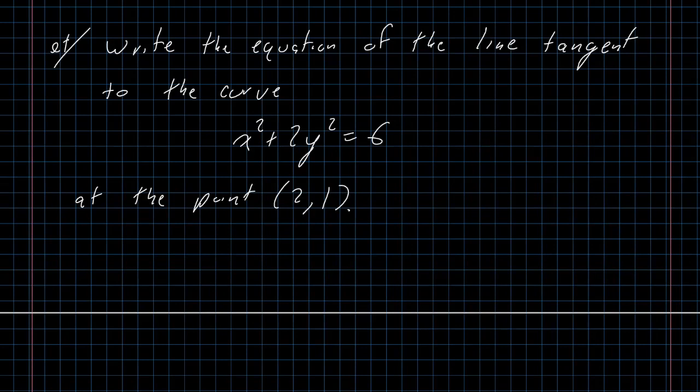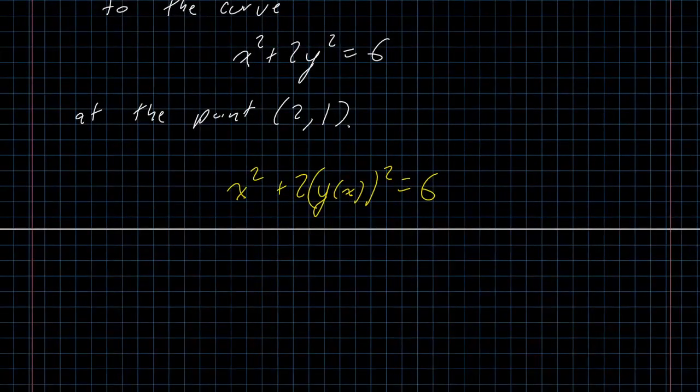Assume that y is a function of x, and sometimes I write that out to remind myself what I'm trying to do. Assume that y is a function of x: x squared plus 2 times y of x squared equals 6. And then when we differentiate, the derivative of x squared is 2x. The derivative of 2y squared is going to be 4 times y, but then you have to multiply by the derivative of the argument, right?